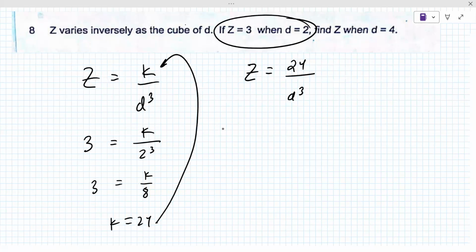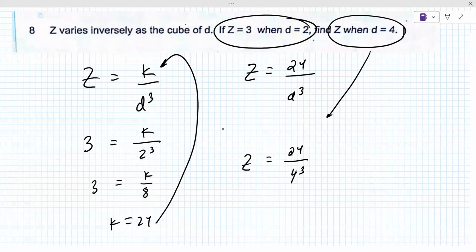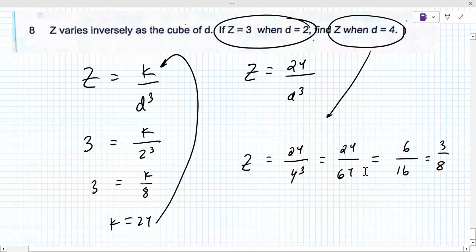And then you're solving now for z. z equals 24 over 4 to the power of 3, which is 24 over 64. And we'll reduce that down. Looks like 4 goes into both, so it's 6 over 16, and then 2 goes into both, so 3 ends up being 3/8. So z equals 3/8.